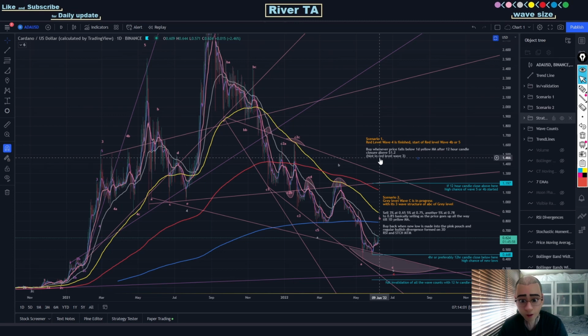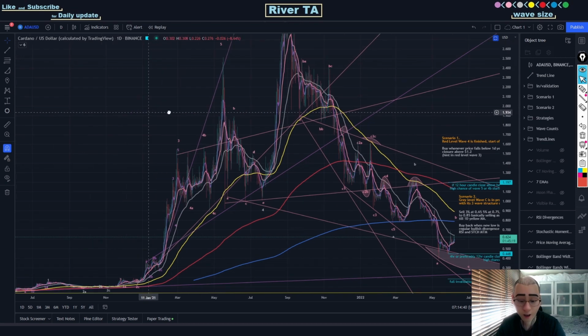Well, for scenario 1, buy whenever the price falls below the 1-day yellow moving average after a 12-hour candle closure above $1.20. So if a 12-hour candle closes above roughly around $1.2, and the price falls below the yellow moving average in a daily chart, that is considered as a buying opportunity because the hint is in red level wave 3. So let's go to red level wave 3 and have a look.